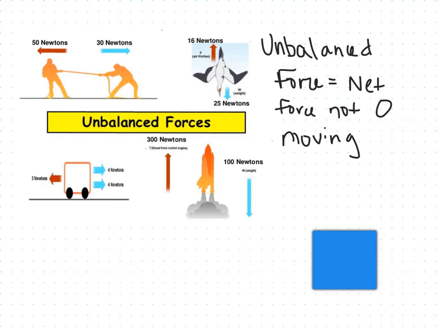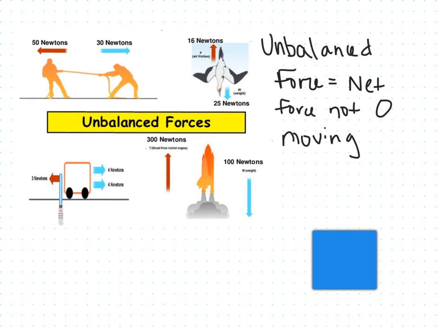So the examples we have here, a person pulling with 50 newtons one way and the other person pulling with 30 newtons, right? These aren't equal. 50 and 30 are not equal. So you could tell me that the person with the bigger newtons, this person over here, is going to win, which means they're pulling in that direction. I also have a bird falling down. Gravity's pulling the bird down with 25 newtons, and the air resistance is pushing back up with 16 newtons. Okay? I know that 25 is bigger than 16, so I know the bird is going to be pulled down.